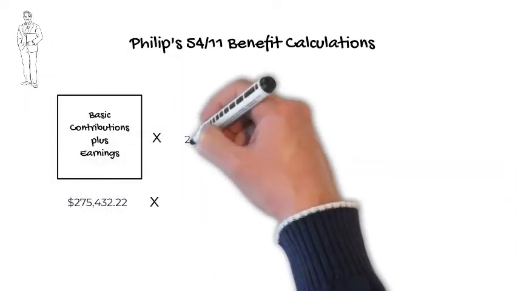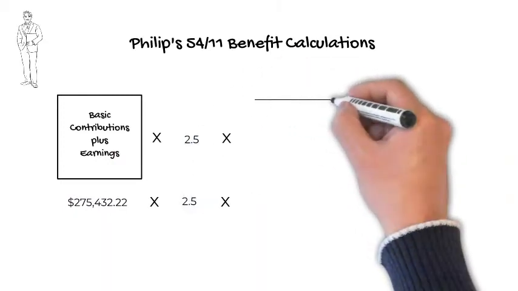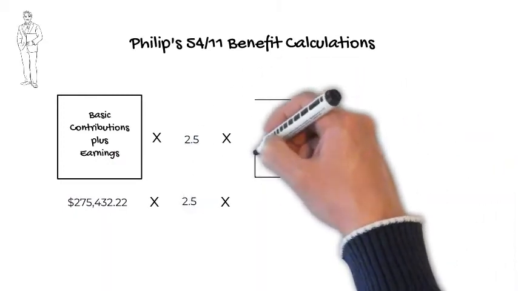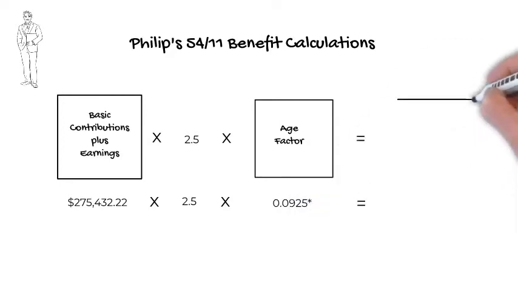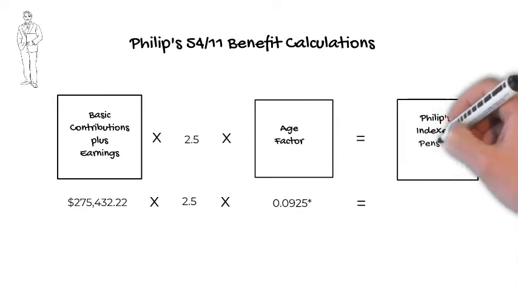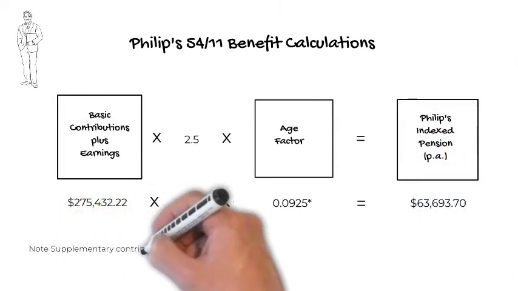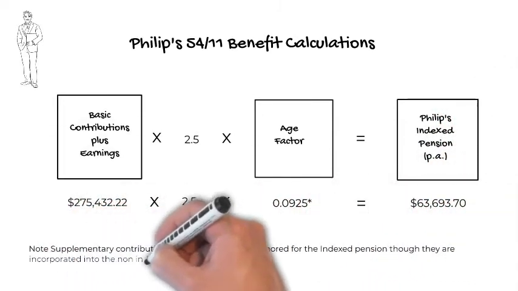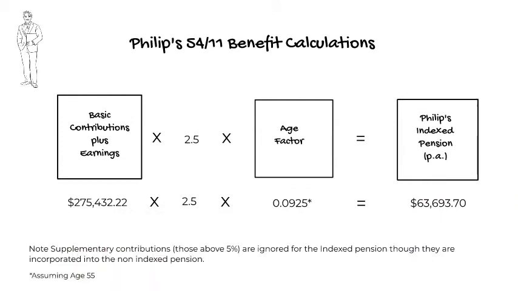Okay, let's pull all this together for Phillip. So we know that Phillip's basic contributions plus earnings are $275,432.22. This came from Phillip's CSS 2019 member statement. We then multiply that by 2.5, and then we multiply that by the age factor. And in this case, because Phillip is considering doing the 5411 claiming at 55, the age factor is 0.0925. Remember, this age factor can change, obviously, depending on when you claim your CSS.